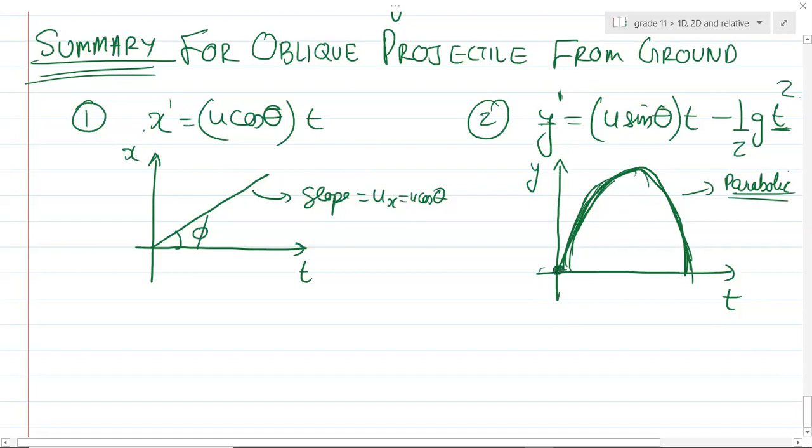Initially the y component is 0, right? So it increases with time, at time how much? U sine theta by g. It reaches the maximum height, h max. Remember this? So at y equals h.